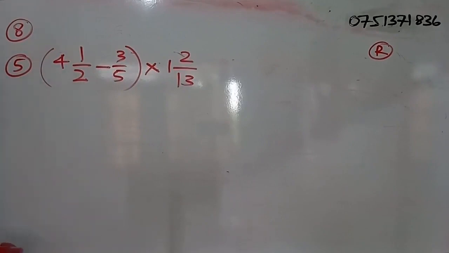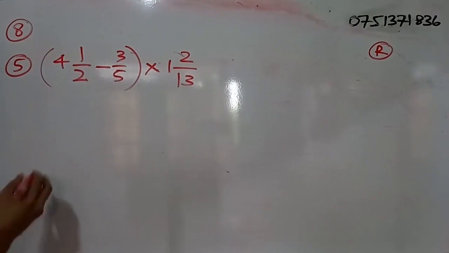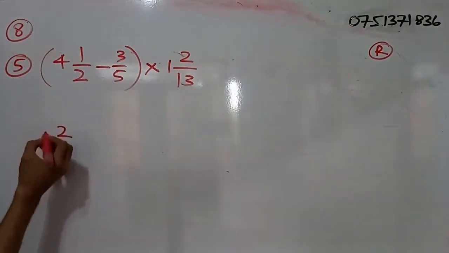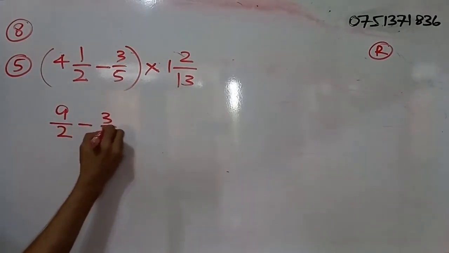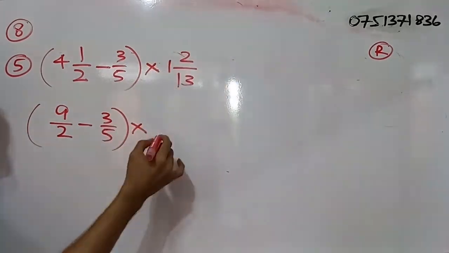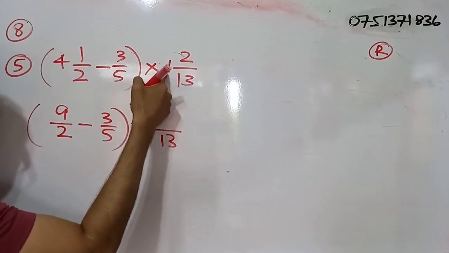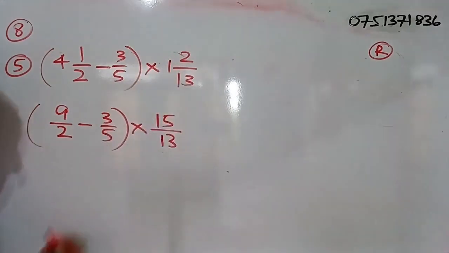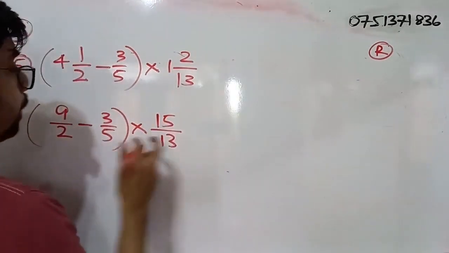So here what do we have? We have to convert this mixed number into an improper fraction. So the denominator will be 2 and the numerator will be 9. So minus 3 by 5. Still they are inside the bracket, and also we can simplify this. So the denominator will be 13. 13 times 1, that is 13. 13 plus 2, that is 15. Right. Okay. So we have to simplify the bracket now.